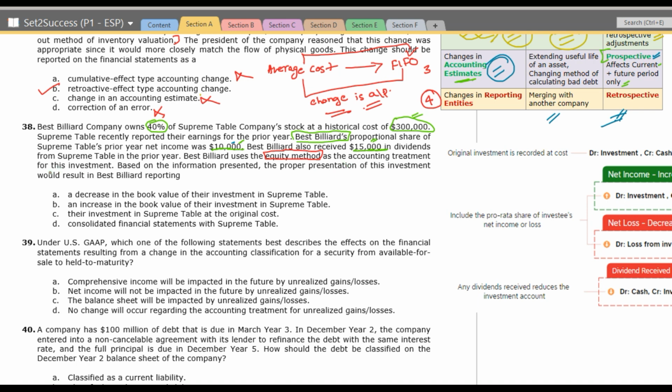As an accounting treatment for the investment, based on the information presented, the proper presentation of the investment would result in Best Billiard reporting what? So they are asking about the investment. What would be the investment? So, the proper treatment for the investment. Under the equity method, what do we do?